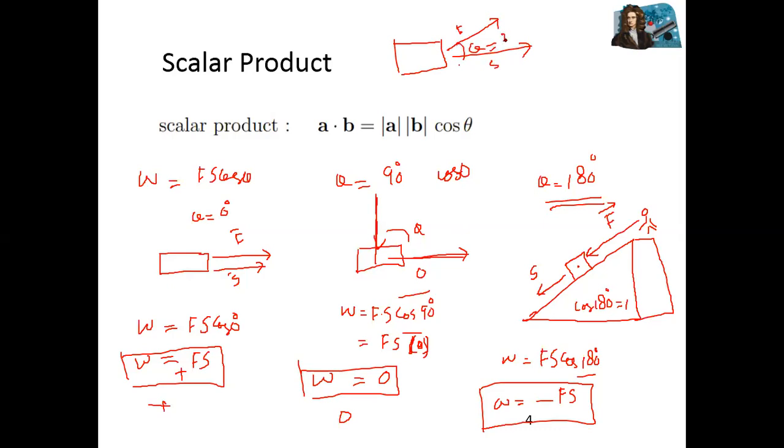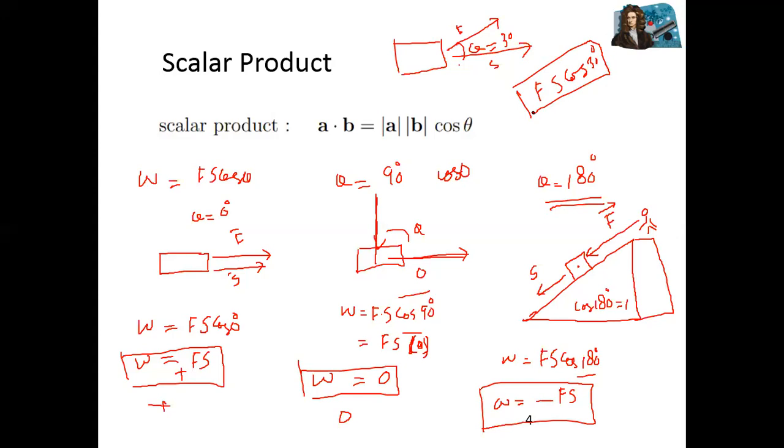Then you need to solve F s into cosine of 30 degrees, correct? If you know F, if you know s, then you can know what will be the work done when the angle is 30 degrees, correct? This was the scalar product: three conditions, maximum condition, zero condition, and negative condition, minimum condition.